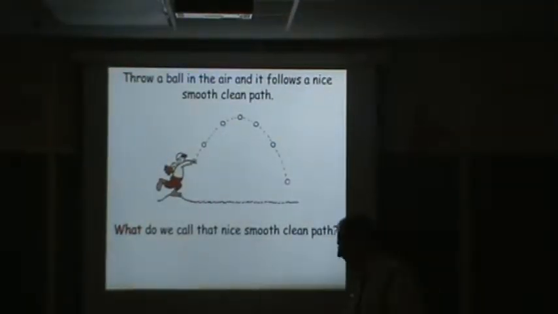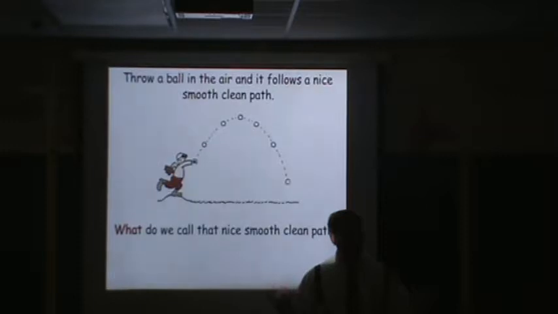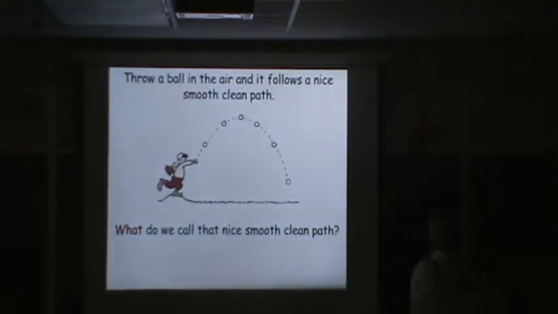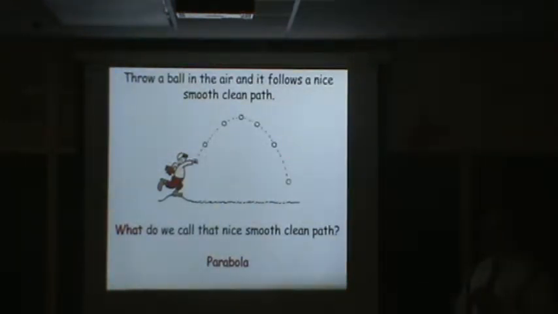Let's suppose that I take a ball: a golf ball, a baseball, a bowling ball. I toss it in the air like this. When I toss it, that ball follows a nice, smooth, clean path. What do we call that path? It begins with a P and ends with a-bola. Parabola. So the path that the ball takes is that of a parabola.